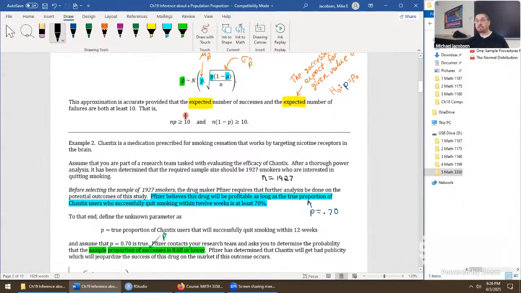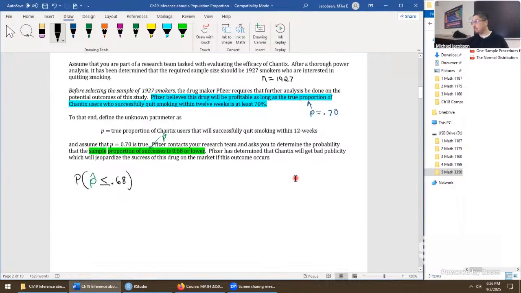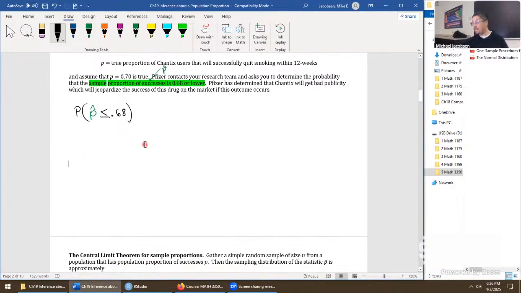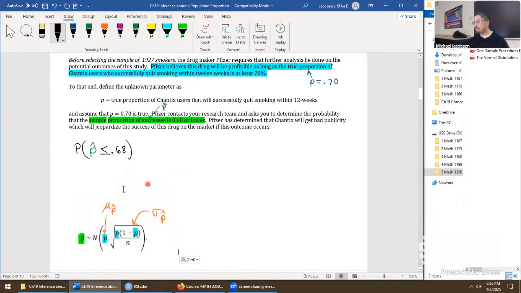Notice these benchmarks of expected successes and expected failures are met very handily because the sample size is so large. So we expect the central limit theorem to be highly, highly accurate on this. So using this information, this tells us p hat is distributed normally. The true mean, when we say that, we're talking about p. We're still calling it mean because it's the mean of the normal distribution, is 0.70. So this just directly copies in here.